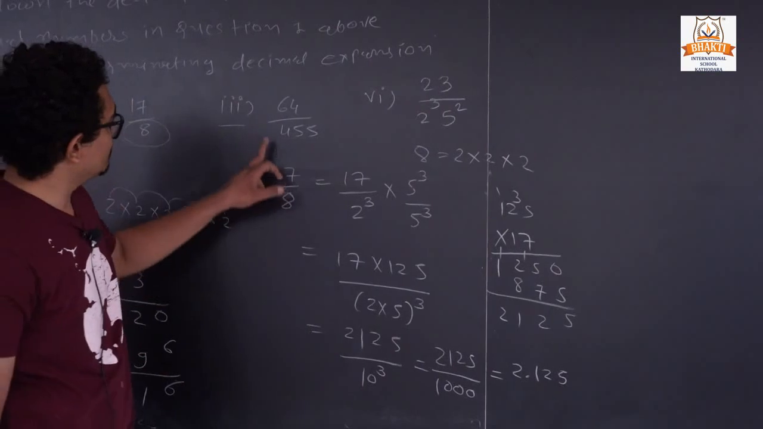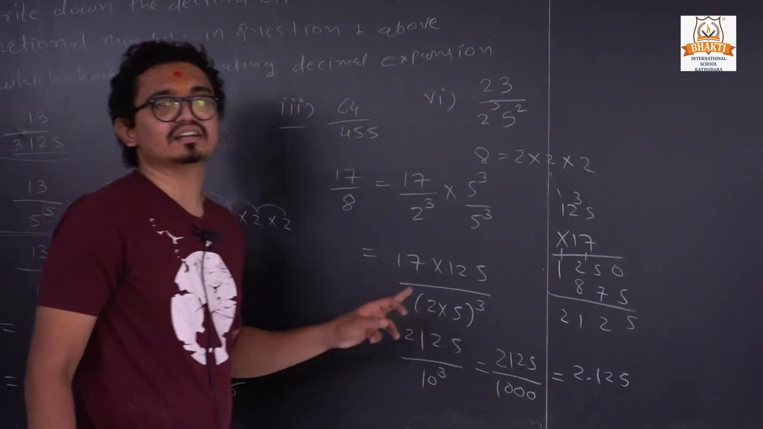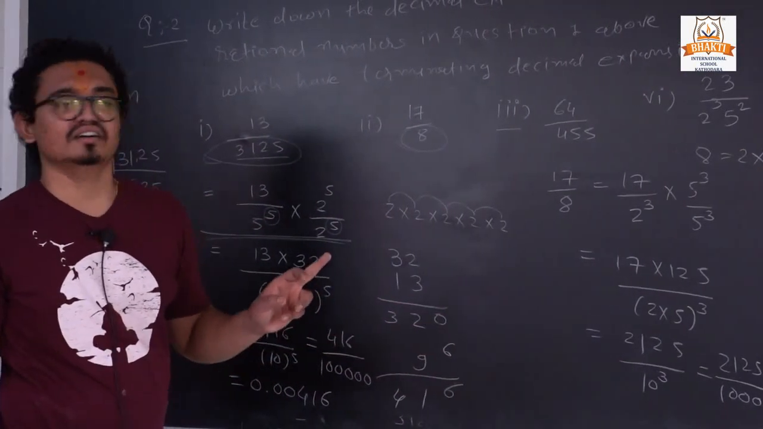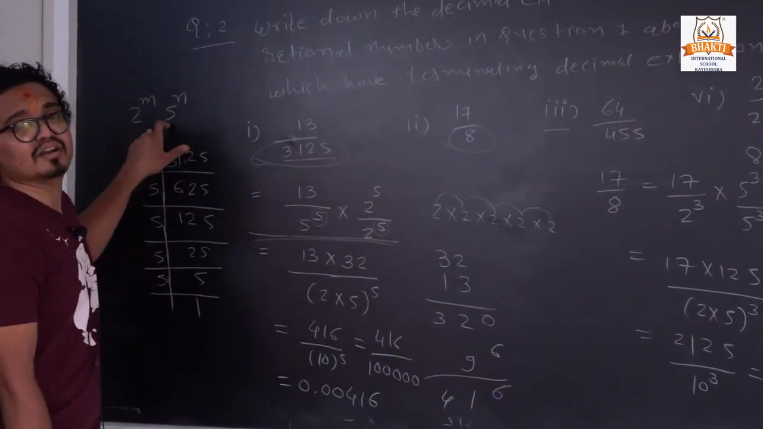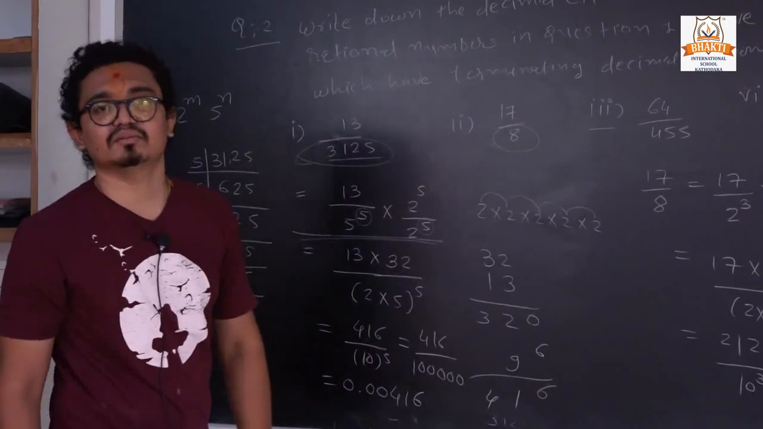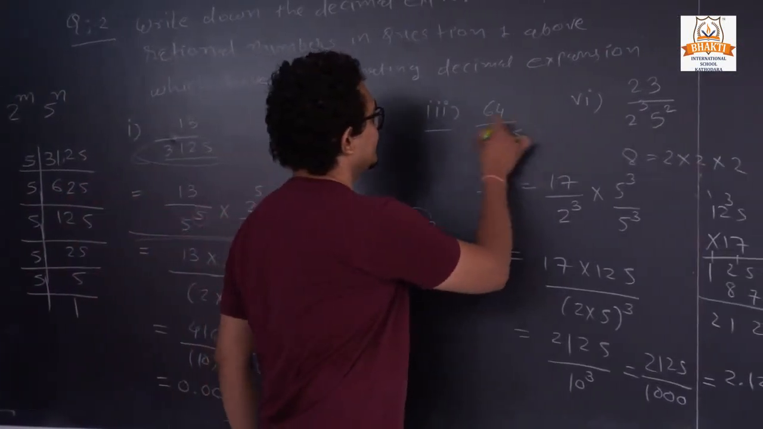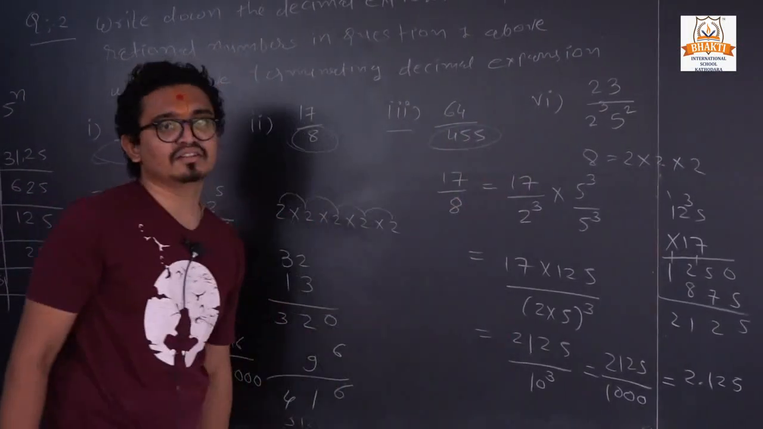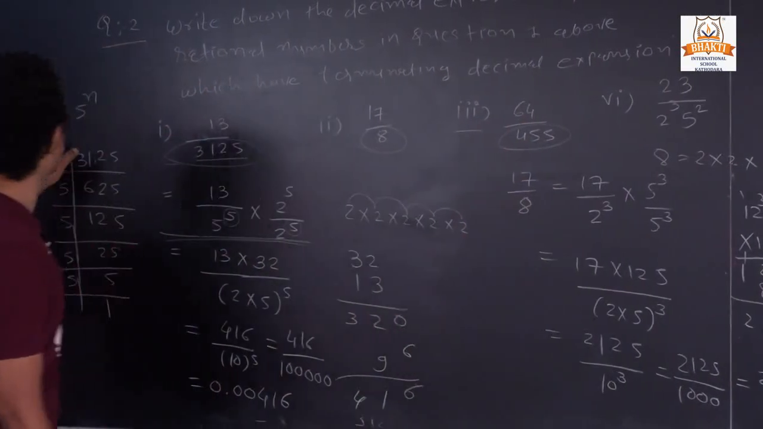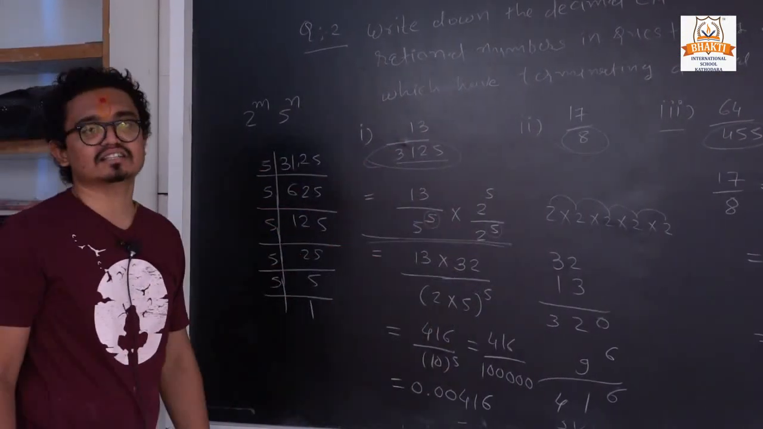So the answer is 2.125. Now this number is converted into the decimal form by using our theorems 1.5 and 1.6. If it is in that form, we can convert that number into the decimal form, but if it is not, we cannot convert it into the decimal expansion form. In question number 3, you can clearly see that the factor of 455 is not in the form of 2 raised to m into 5 raised to n. So we cannot convert that number into the decimal expansion form.